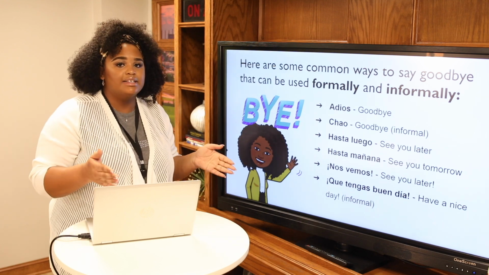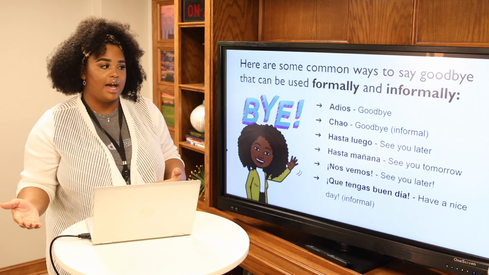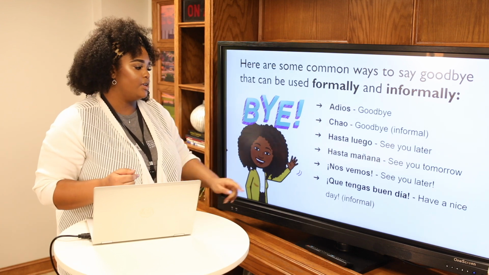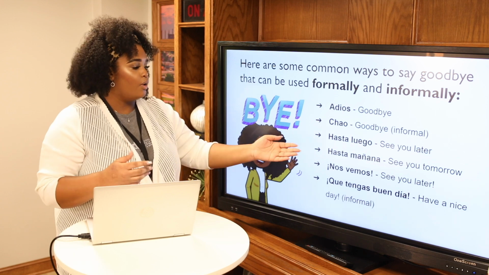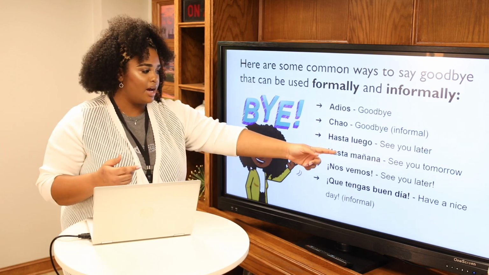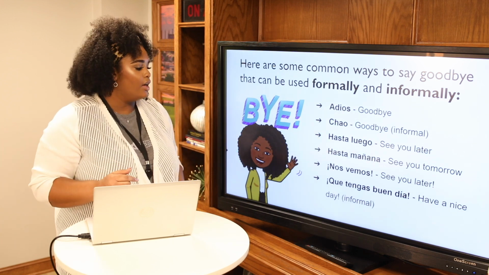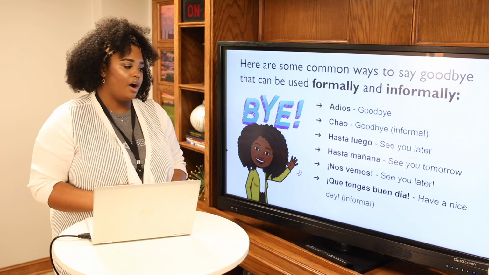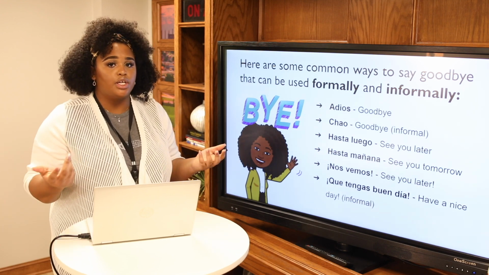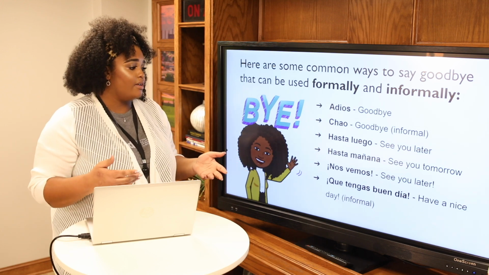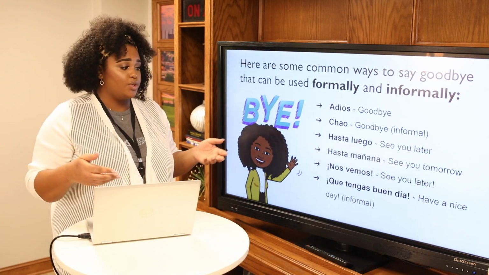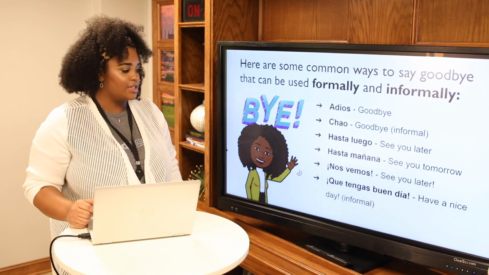Repeat, hasta mañana. And it's the same concept here. Hasta means until, mañana is morning, or tomorrow, so it could be hasta mañana for see you tomorrow. Then this is also another common one that I have seen personally used, so I included nos vemos. And this is a very informal way that you can say see you later, nos vemos.